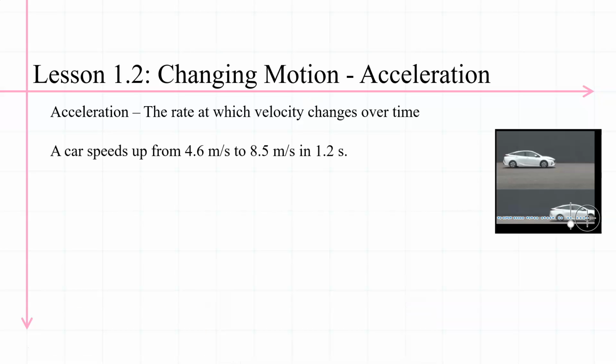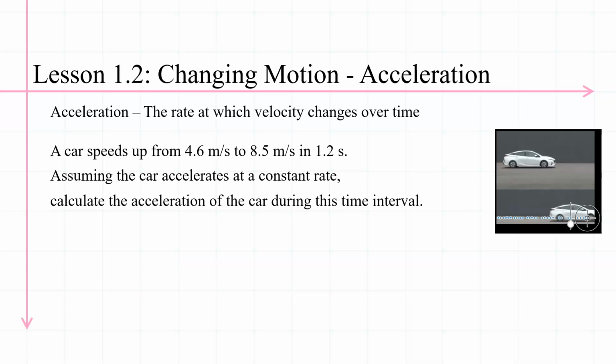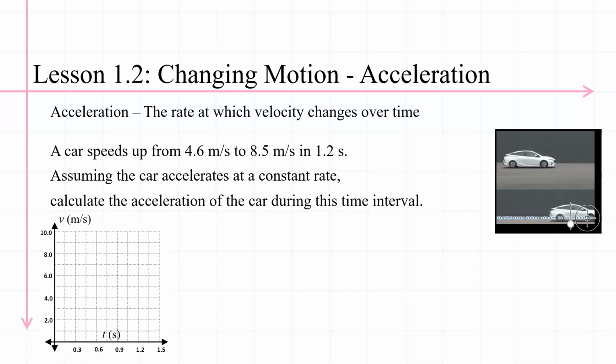And let's consider a problem based on this car's movement. Okay, so we're actually considering the movement of the car in the bottom video that was accelerating. A car speeds up from 4.6 meters per second to 8.5 meters per second. So we're going from about 10 miles per hour to about 20 miles per hour as that bottom car did in the video, in 1.2 seconds. Assuming that the car accelerates at a constant rate, calculate the acceleration of the car during this time interval.